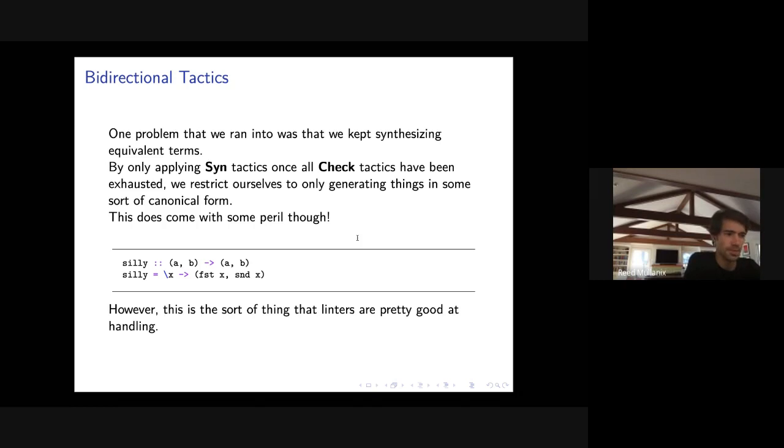So for program synthesis, this is also a useful lens to think about things. I would encourage more people to try this out. It works extremely well. And the standard bidirectional stuff implies introduction forms should be checked and eliminators should be synthesized.